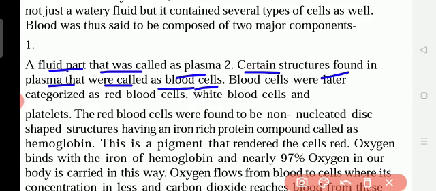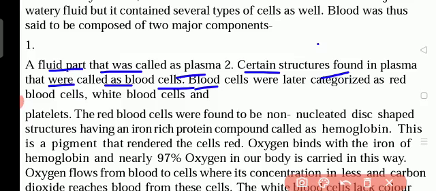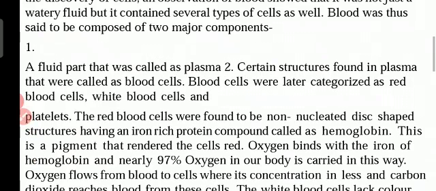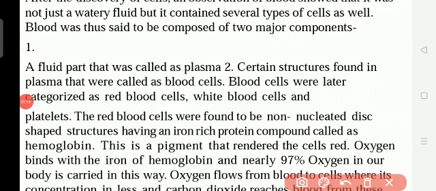Plasma means, like in the animal cell and plant cell we have the cytoplasm, so like that. In our body one fluid is present, and that is called plasma. In the plasma the blood cells and platelets are present. So these are the two parts, and here we can see different kinds of blood. So in the plasma what things are present? Red blood cells, white blood cells.